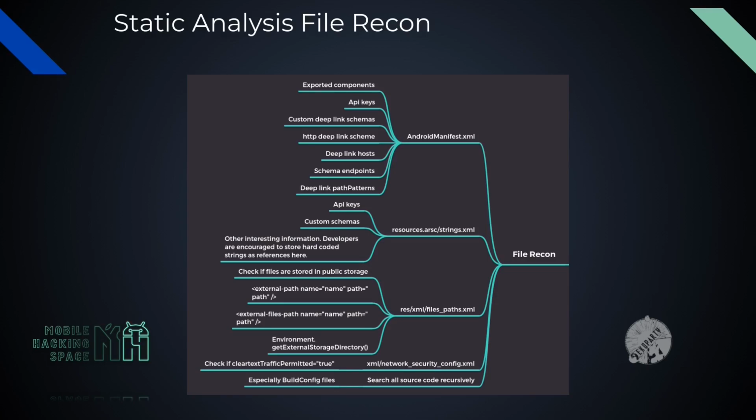Now, network_security_config.xml will tell you if clear text traffic is permitted, which can be very bad for obvious reasons, especially if there's sensitive data sent back and forth. And lastly, you want to search all source code recursively, especially the build config files.